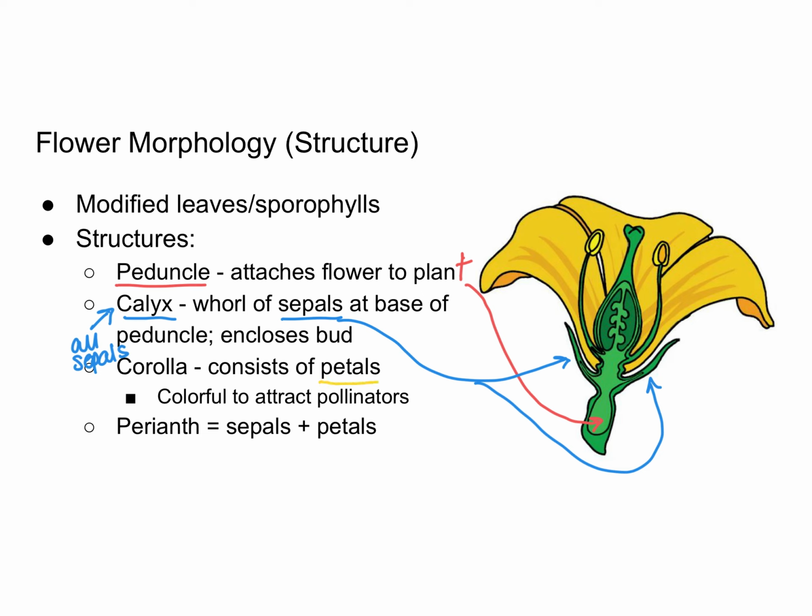The petals are these colorful structures here, and all of them together, this whole area of petals, is known as the corolla. And the perianth makes up the sepals and the petals together. So essentially, this whole region here would be referred to as the perianth.